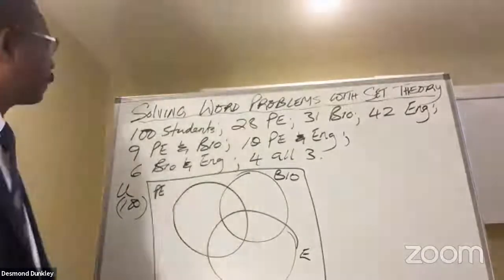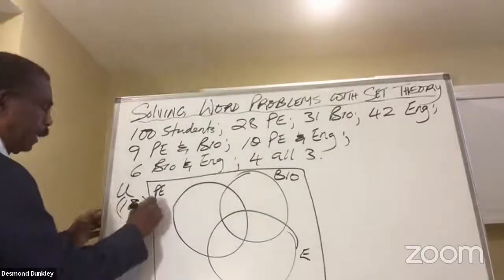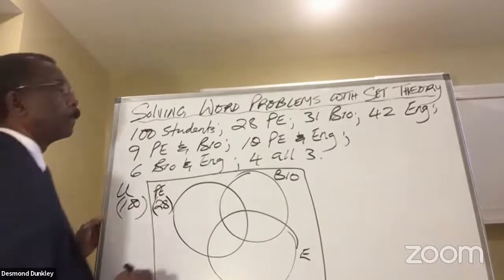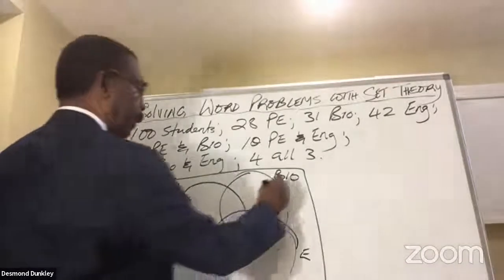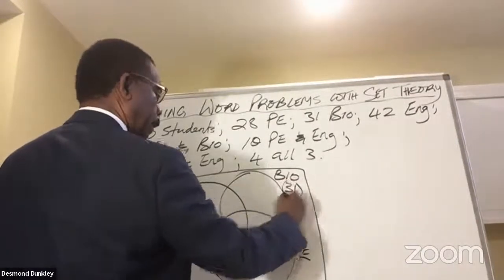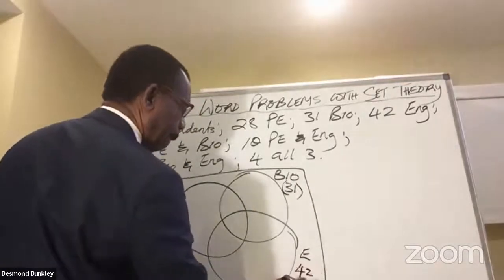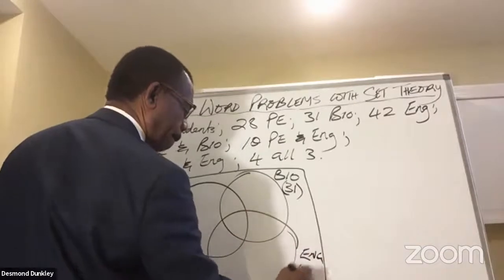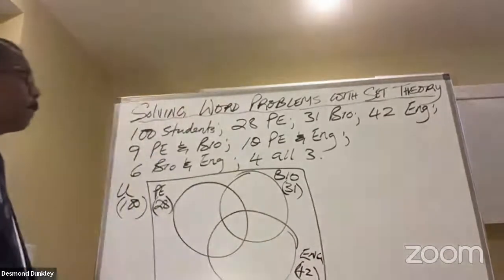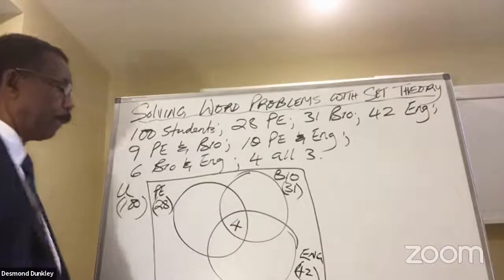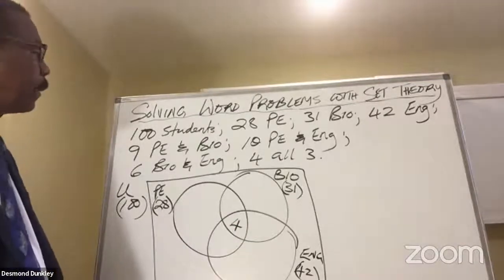So let's go through the math. 28 took PE, so this is 28. 31 took bio. 42 took English. 4 took all 3, so this will be all 3. 4 people are there. Okay?